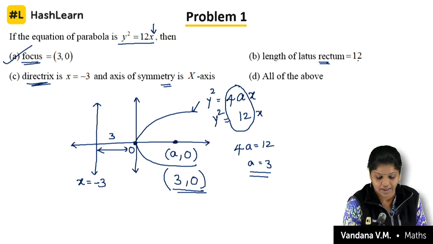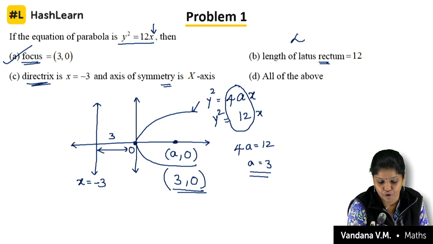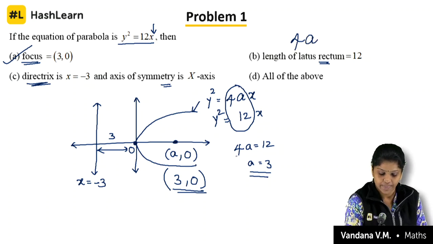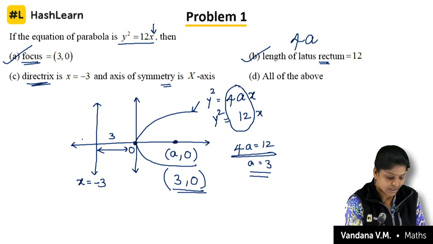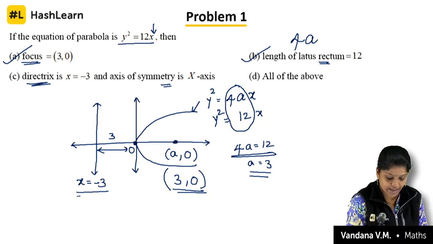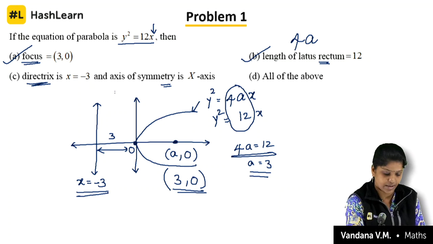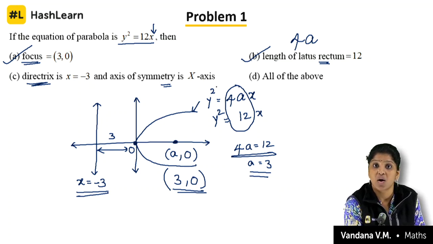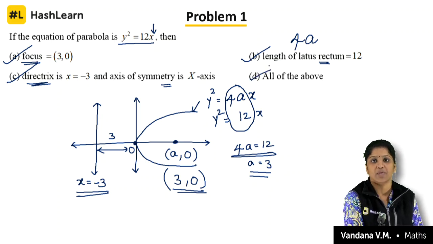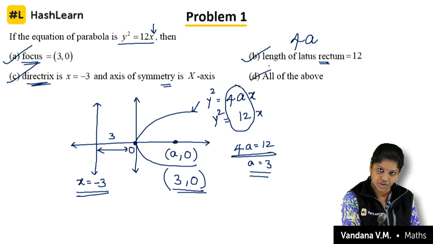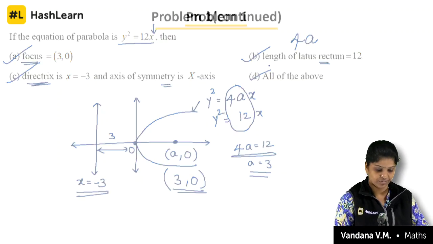Length of the latus rectum. What did I say? The length of the latus rectum is 4a. That is 12 only, right? So, B is also correct. Next, the directrix is x is equal to minus 3, correct. And symmetric along the x-axis, isn't it? It is symmetric along the x-axis. So, what is your option? Your option is all the above are correct. Clear, children?